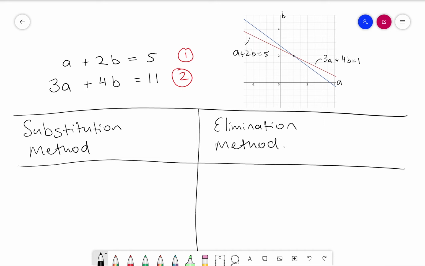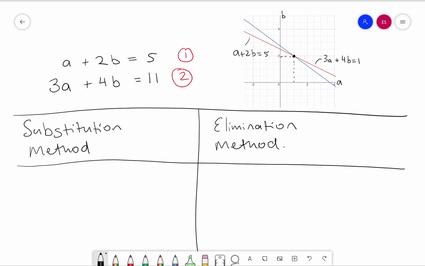Now, what we've got is a plus 2b is equal to 5. Now that's represented by this red line over here. And then 3a plus 4b is equal to 11. That's the blue line just here. Now what we're doing when we're finding a and b, if we think about it in terms of graphic solution, is we're just finding this point here that the lines intersect. So we're finding the a and b value of where the lines intersect.